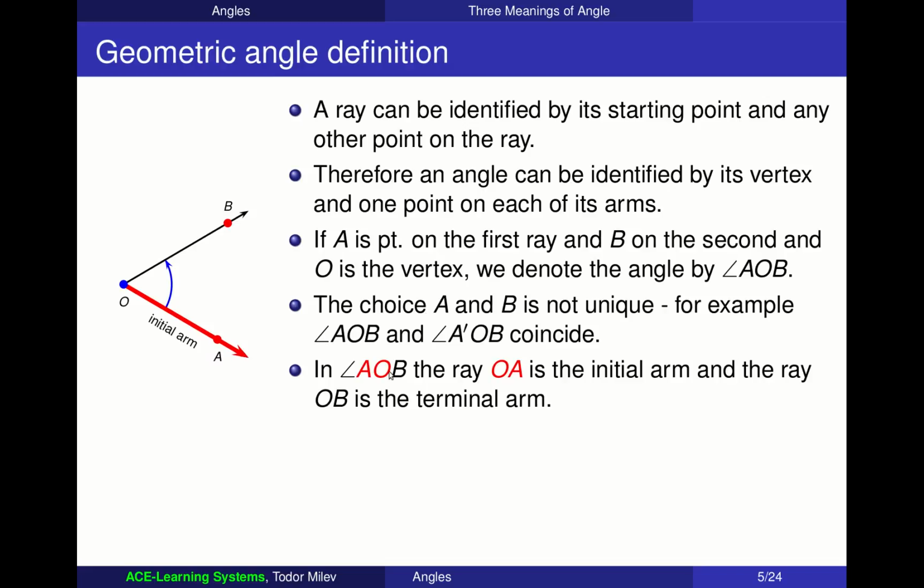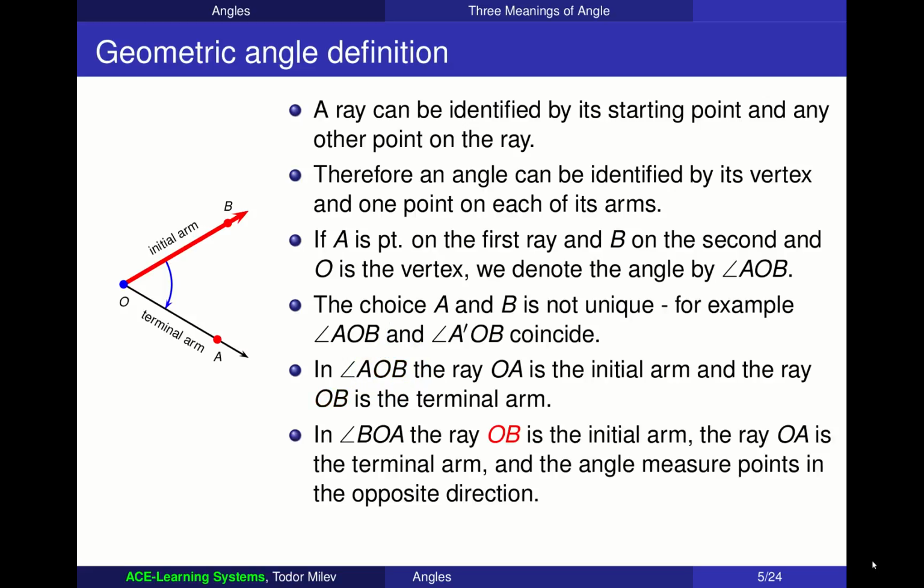Now, when we write angles, the order of the letters is very important. AO is the initial arm of the ray, and OB, the second pair of letters, is the terminal arm. And the vertex is always in the middle. Now, the angle BOA is completely different from the angle AOB.